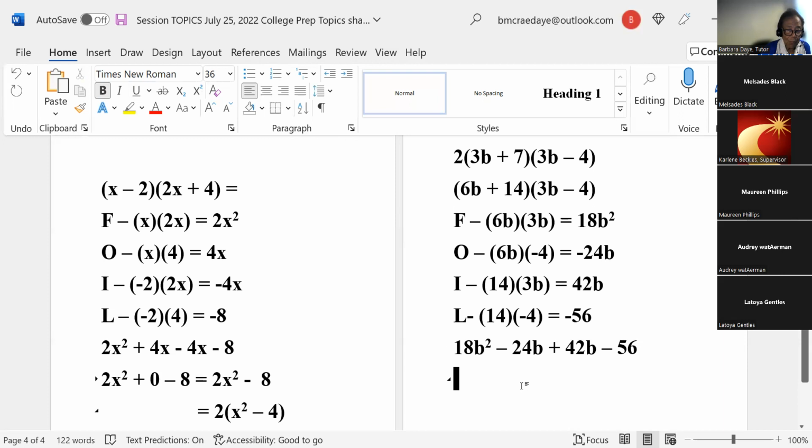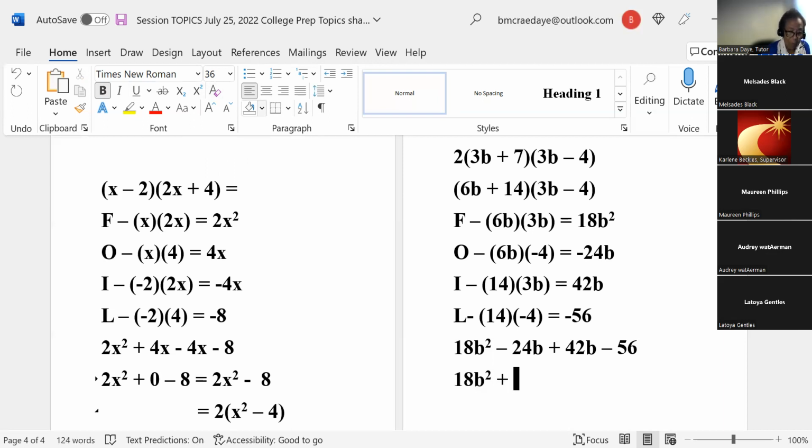Okay. What can I combine? 24b. You're throwing away the negative. Okay. Negative 24b plus 42b. Okay, so I have the 18b to the second. So let me just copy that. There's nothing to combine the b to the second with. It only appears once. So what's a minus 24b and a plus 42b? Mercedes, what's that equal to?